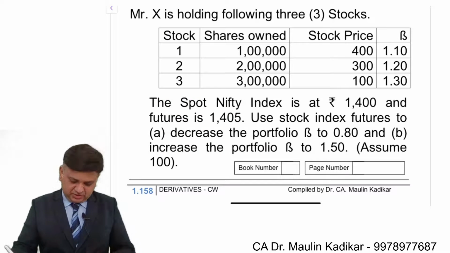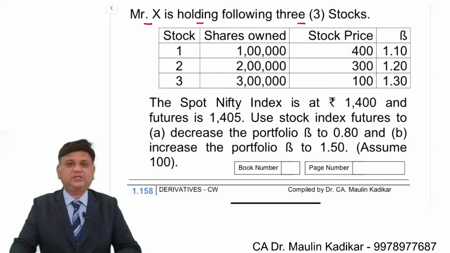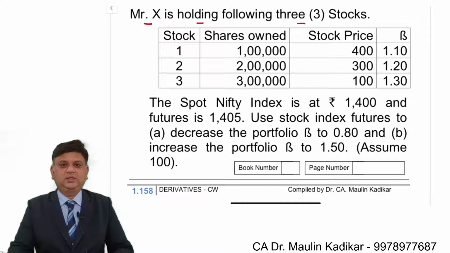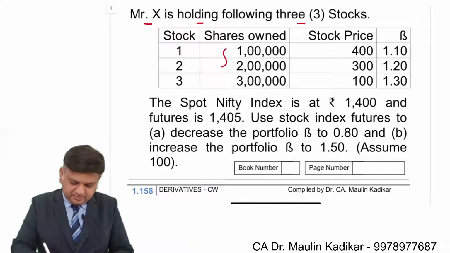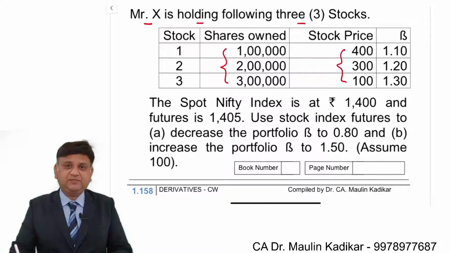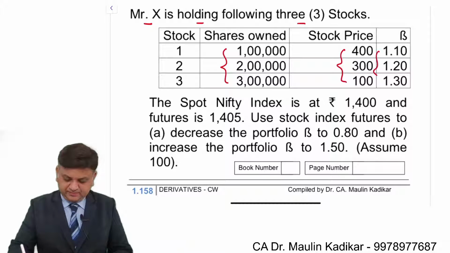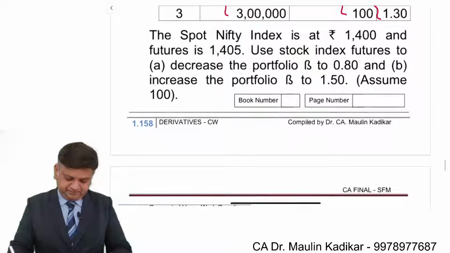Let us see the next question. Mr. X is holding the following three stocks. So the information is given that an investor is holding three securities. Number of shares have been given to us. Price of the security is given to us. And the beta of the individual security is given to us.